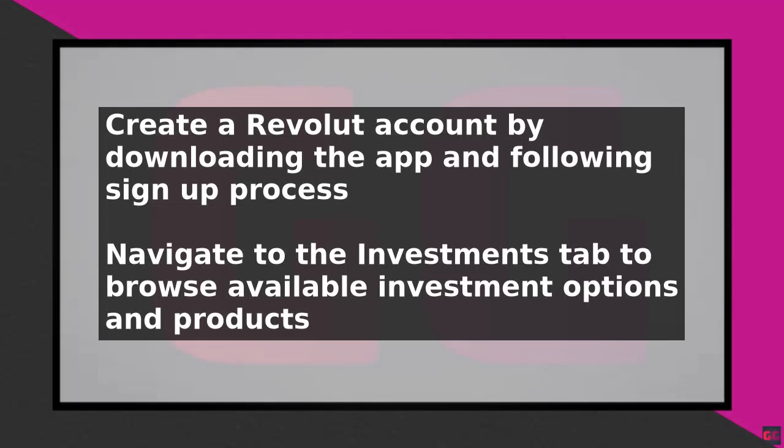Welcome to this tutorial on how to invest on Revolut, a popular financial app that allows users to manage their money and invest in various assets. To get started, you need to have a Revolut account, which you can create by downloading the app and following the sign-up process. Once you have your account set up, navigate to the Investments tab, where you can browse through the available investment options, including stocks, commodities, and cryptocurrencies.